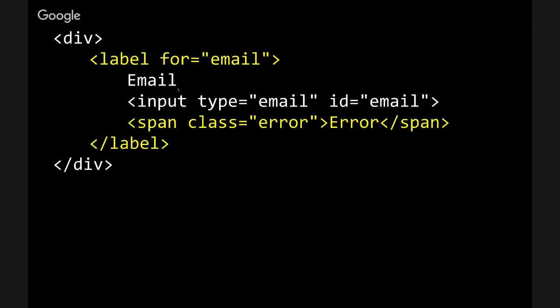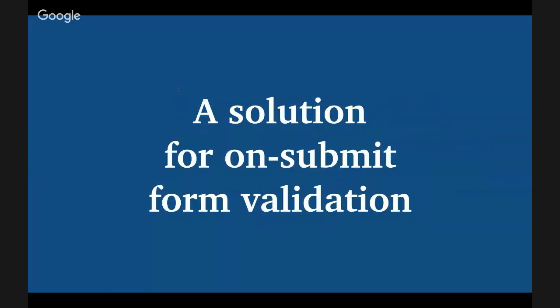We have a label with a for attribute, and then we have the label content. In this case, it's Email. And then we have the input. You'll notice that the input is written after the label content, but it's all inside the label itself. The beauty of this is that after the input, we have a span with an error message. As soon as the user tabs into that input, they will hear Email and they'll hear the error message read along with it, because it's all wrapped inside that label. Very simple solution. Now we're going to talk about solutions for on-submit form validation.